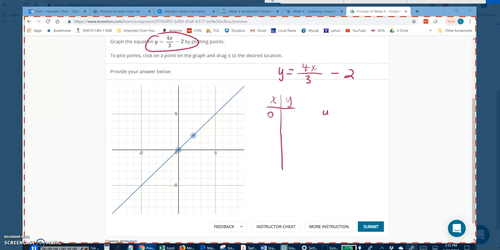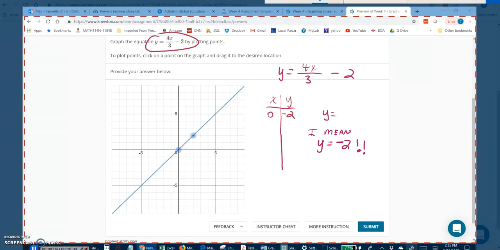If we do that, we get y is equal to 4 times 0 over 3 minus 2. Well, 4 times 0 is 0, and 0 divided by 3 is still 0. So when you plug in 0 for x, everything gets wiped out except for that minus 2. So when x is equal to 0, we get y is equal to negative 2.